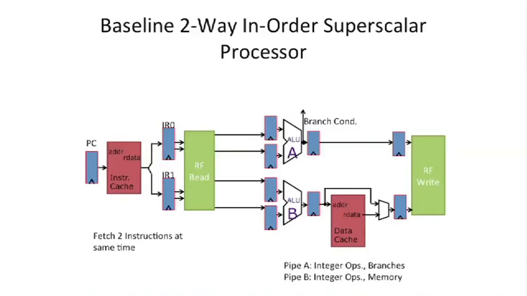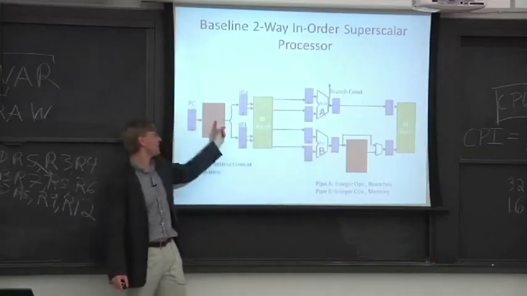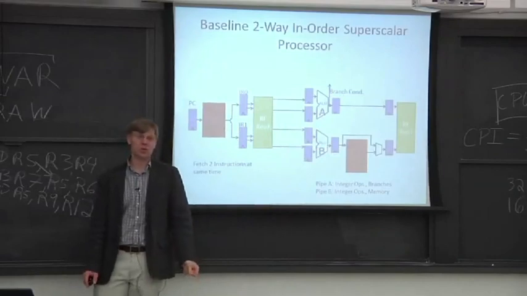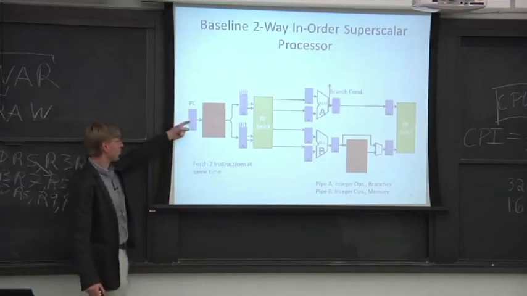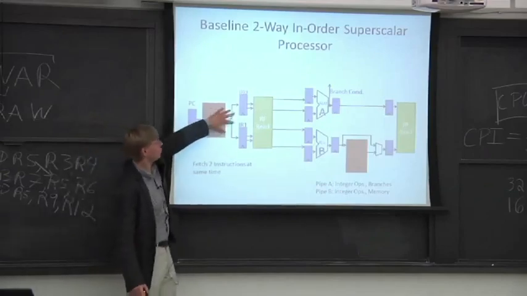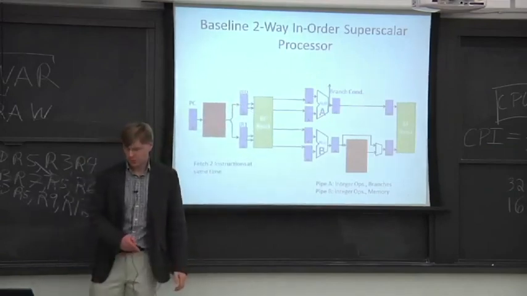An important point, first, compared to our 5-stage MIPS processor, is that we have to be able to fetch 2 instructions at the same time. If we're going to execute 2 things, we need to somehow get them out of the instruction cache or the instruction memory. So the program counter is going to go in here, and instead of getting 1 instruction out, we actually get 2 to go into these 2 different instruction registers.